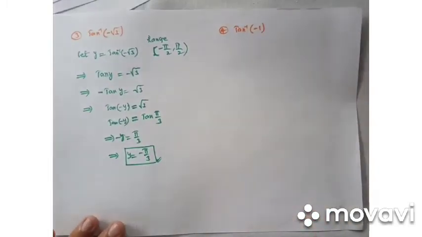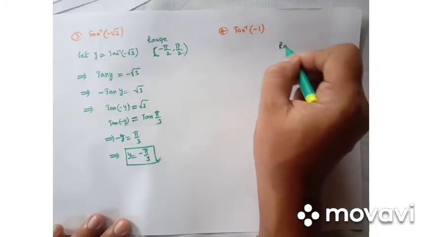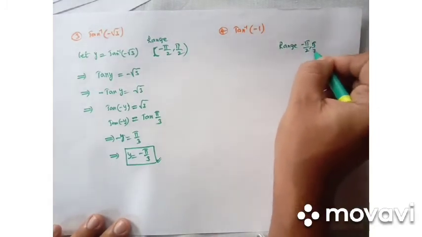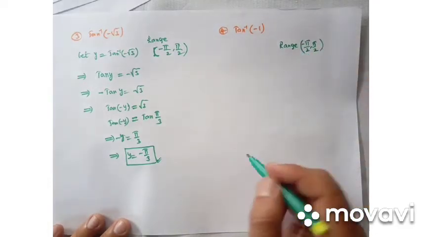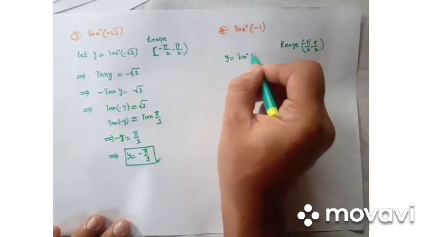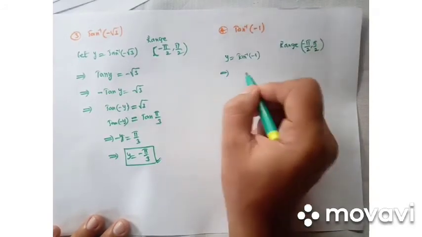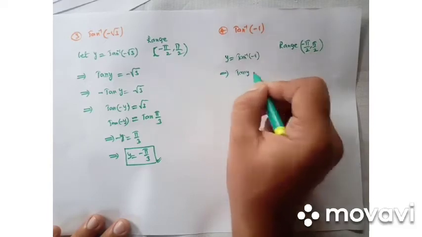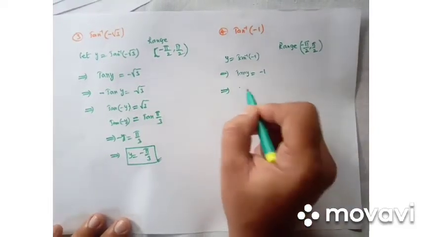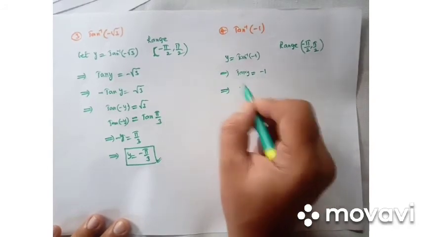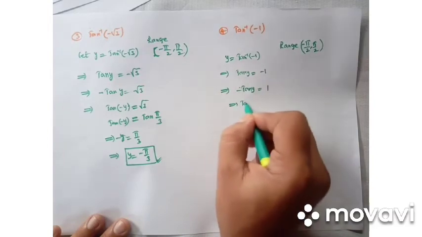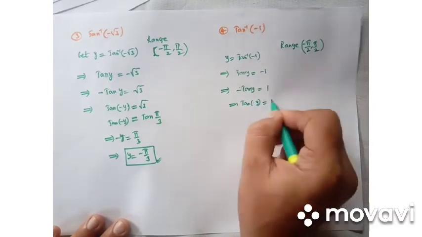Tan inverse of minus y. Same this time also, the range is going to be minus pi by 2 to plus pi by 2. Both are open. Now let y is equals to tan inverse of minus 1. Tan y is equals to minus 1. Now again sending this minus to the left hand side, minus tan y is equals to 1.